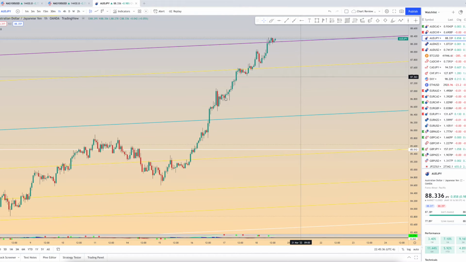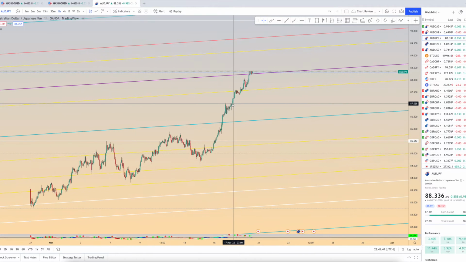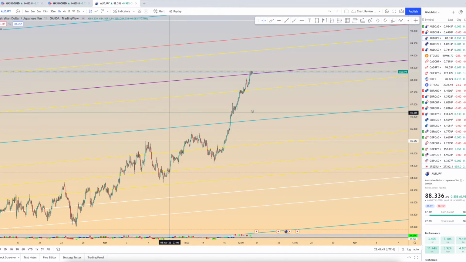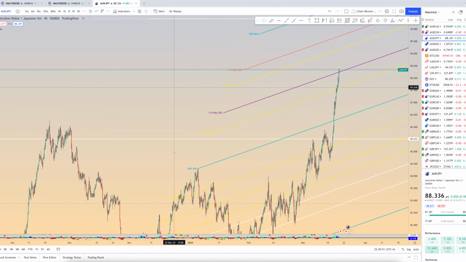AUD JPY, this is just going to continue upwards. JPY is incredibly weak. The yen, Japanese yen, has been on a bull run for months, so I don't expect it to slow down anytime soon. As you can see, it made a retracement down, but it's just been climbing.